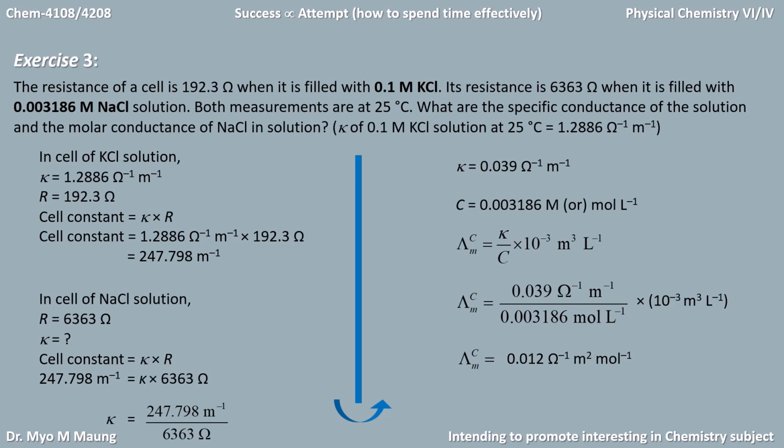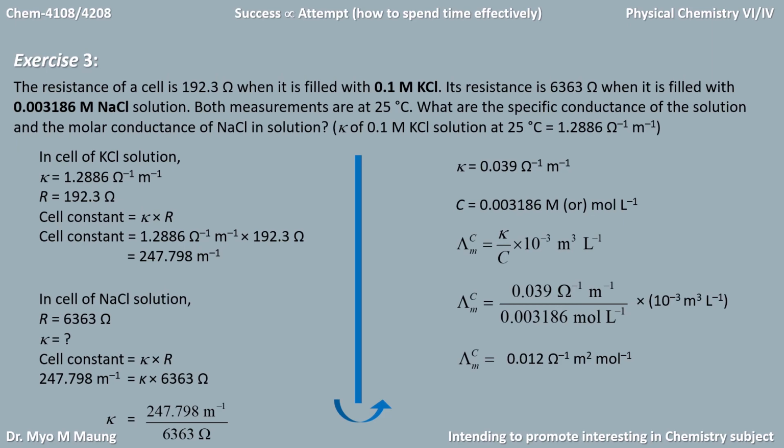In the problem, we are given two different solutions, KCl and NaCl solution. So, in the cell of KCl solution, kappa equals 1.2886 per ohm per meter, given at the end of the question, and R equals 192.3 ohm. These two given parameters have a relationship. That is, cell constant equals kappa into R. When their respective values are substituted, the cell constant is obtained as 247.798 per meter.